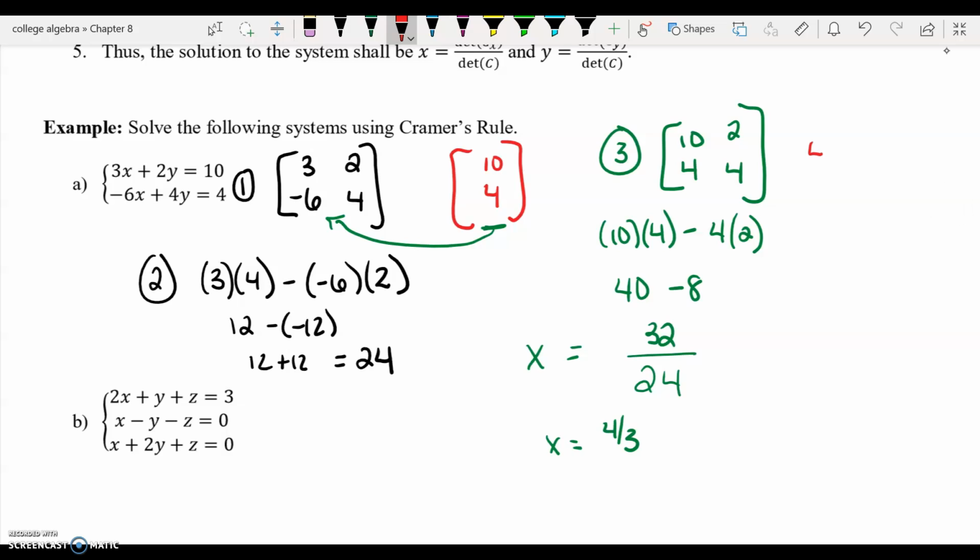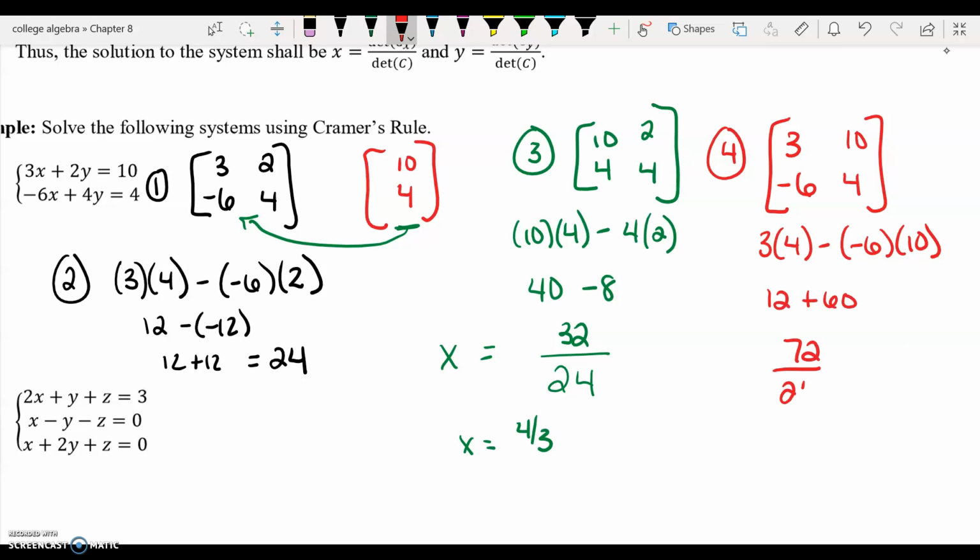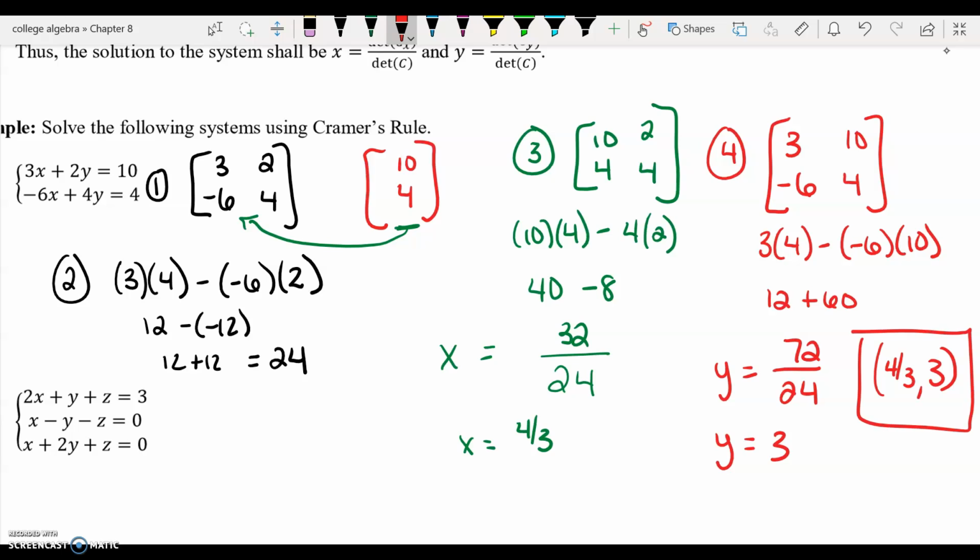Now you do the same thing with the y. So now I go back to my coefficient matrix. The 3 and -6 stay the same, but now I'm going to replace 2 and 4 with 10 and 4. So 3 times 4 minus -6 times 10. And you divide it by your original determinant, you get y equals 3. So the answer to this problem would be 4/3, 3. And that's how you use Cramer's rule.